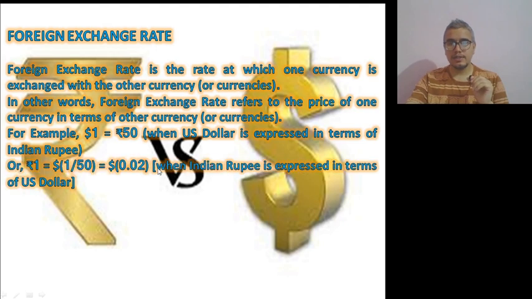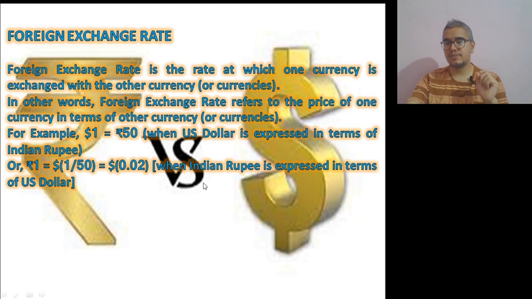On the other hand, we can express the exchange rate in other way also. That is, we can express rupee in terms of US dollar. Here we have taken rupee 1. How much US dollar is equal to 1 rupee? So we are trying to find out that. So here from this calculation itself, since $1 is rupee 50, so rupee 1 will be 1 divided by 50, that is $0.02. Okay, $0.02 will be equivalent to 1 rupee.